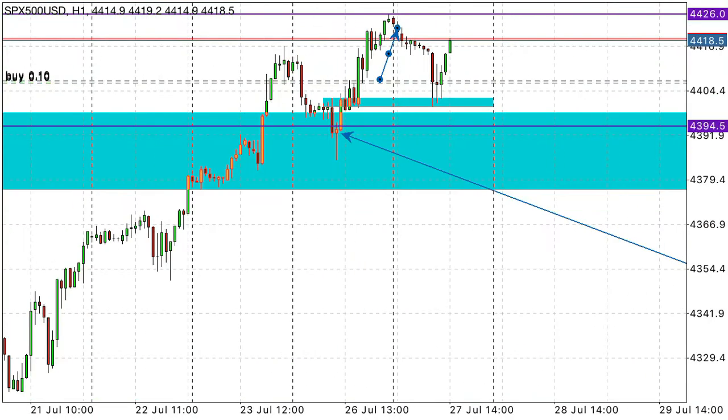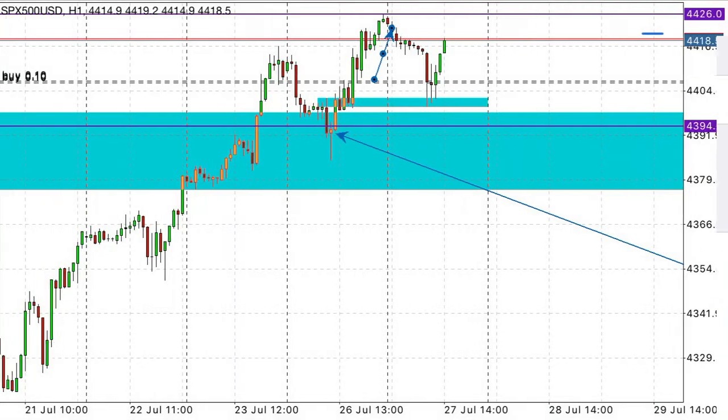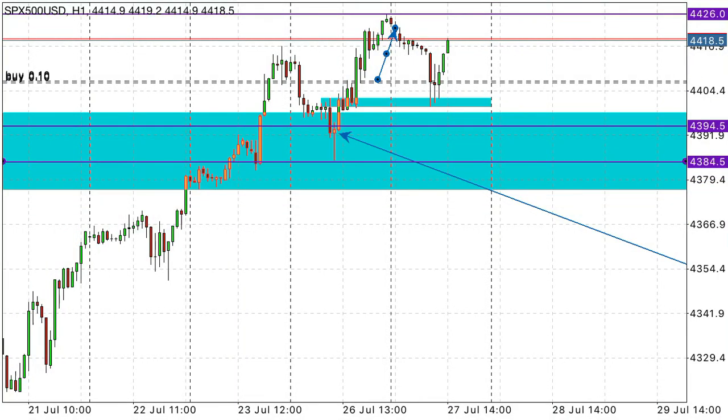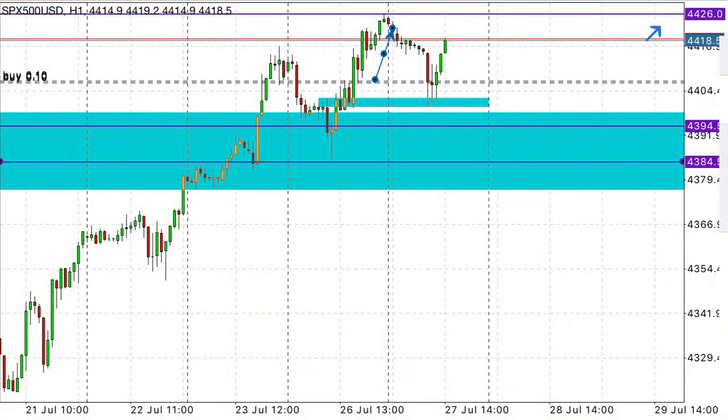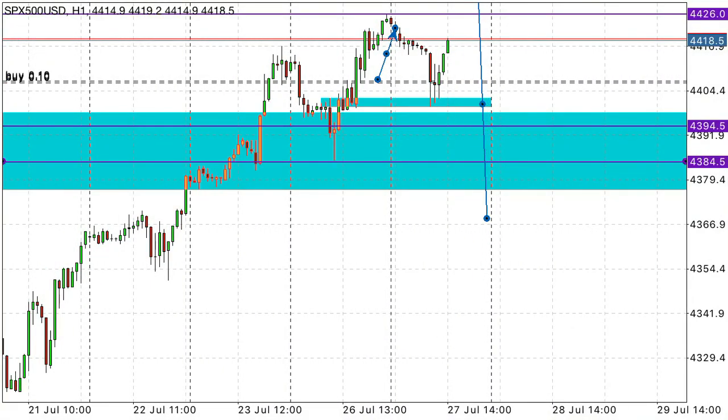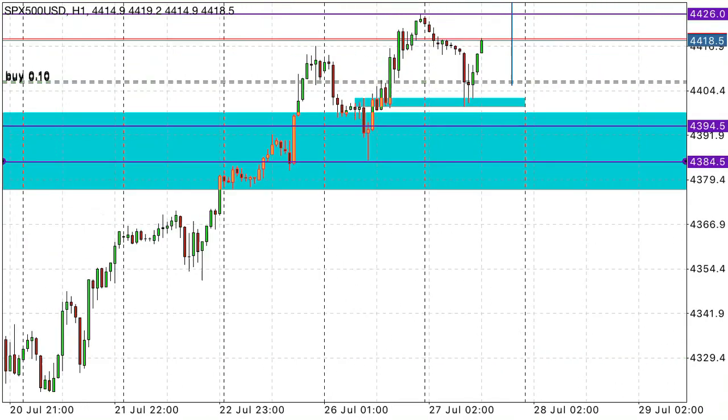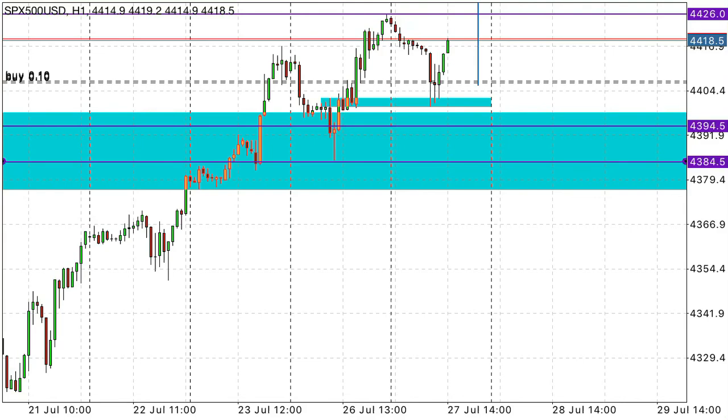Because if you check, even on 1 hour, the structure of the market is still upward. Why? Because the current price is still above the H1 swing low, which is 4384. So I'm expecting SPX500 to continue with this upward movement, right? Okay, from now you can buy SPX500.